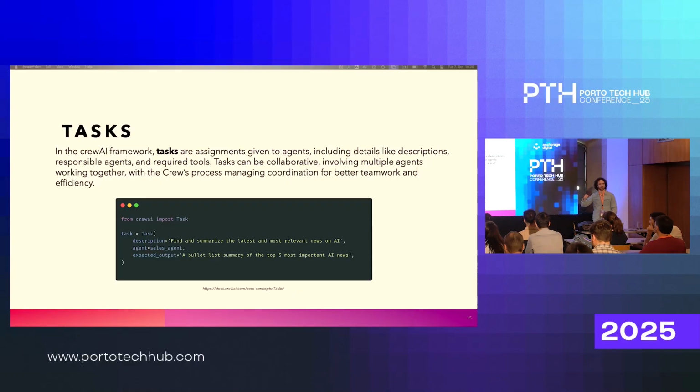Who knows Pydantic? Okay, it's not a big deal. Pydantic is for data validation. So you're making sure that if you want potatoes as output, you're going to get potatoes. I hope Pydantic will never hear this explanation of their package. Anyhow, it's not a big deal. We will see how it works. But with this expected output, apart from using Pydantic, let's say we say something like this, a bullet list summary of top 5 most important AI news. If we do something like this, we're making sure that the output will look like this.